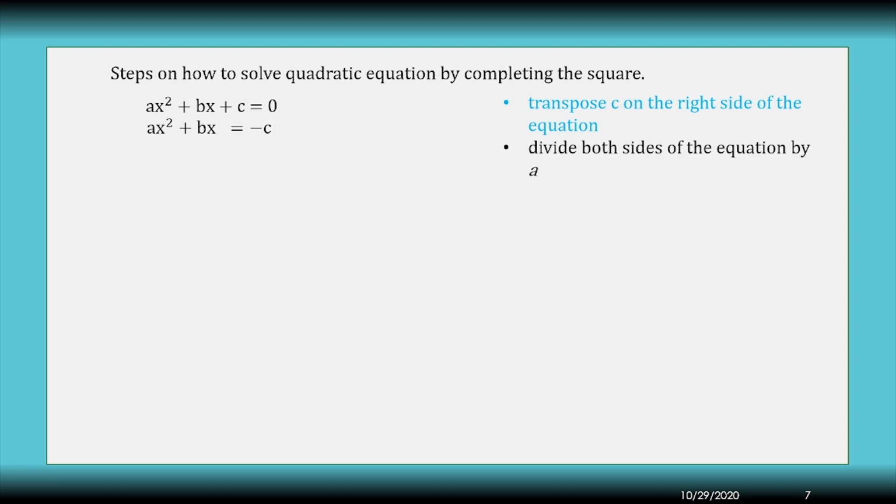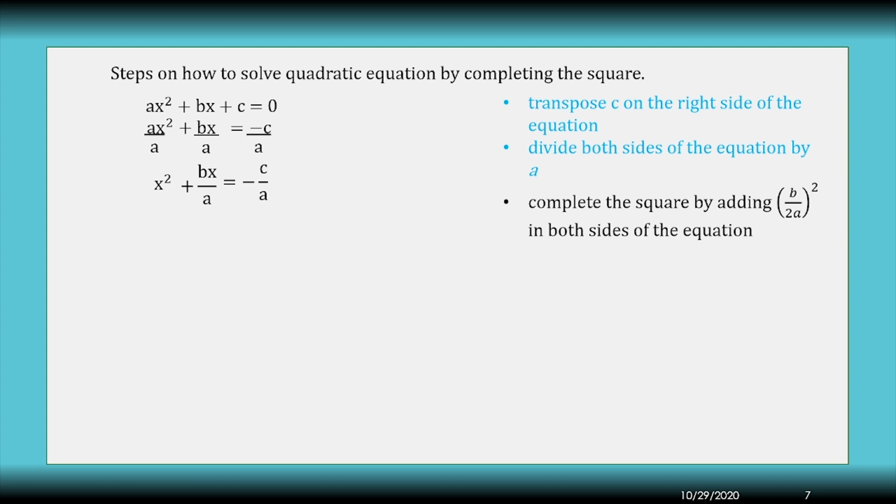Then the next step is divide both sides of the equation by a. Let's say in this example, a is not equal to 1, so mas maganda ma-divide natin siya. Okay, then the answer is x squared plus bx over a. Pwede nating i-lowest term if b is divisible by a, and negative c all over a. Ganoon din, pwede din natin i-lowest term.